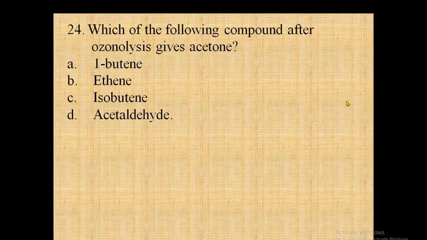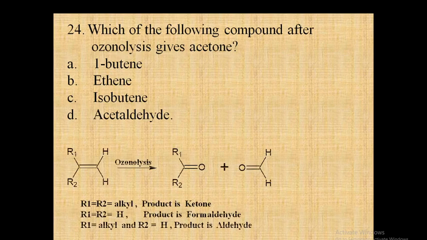Which of the following compounds after ozonolysis gives acetone? 1-butene, ethene, isobutene, or acetaldehyde? For that, let's first see the ozonolysis reaction. If you take any alkene and it undergoes ozonolysis, depending on the groups present in the alkene, you will get the product. If R1 and R2 both are alkyl groups, the product is a ketone. If both are hydrogen, the product is formaldehyde. If any one is alkyl and the other is hydrogen, then the product is an aldehyde other than formaldehyde.